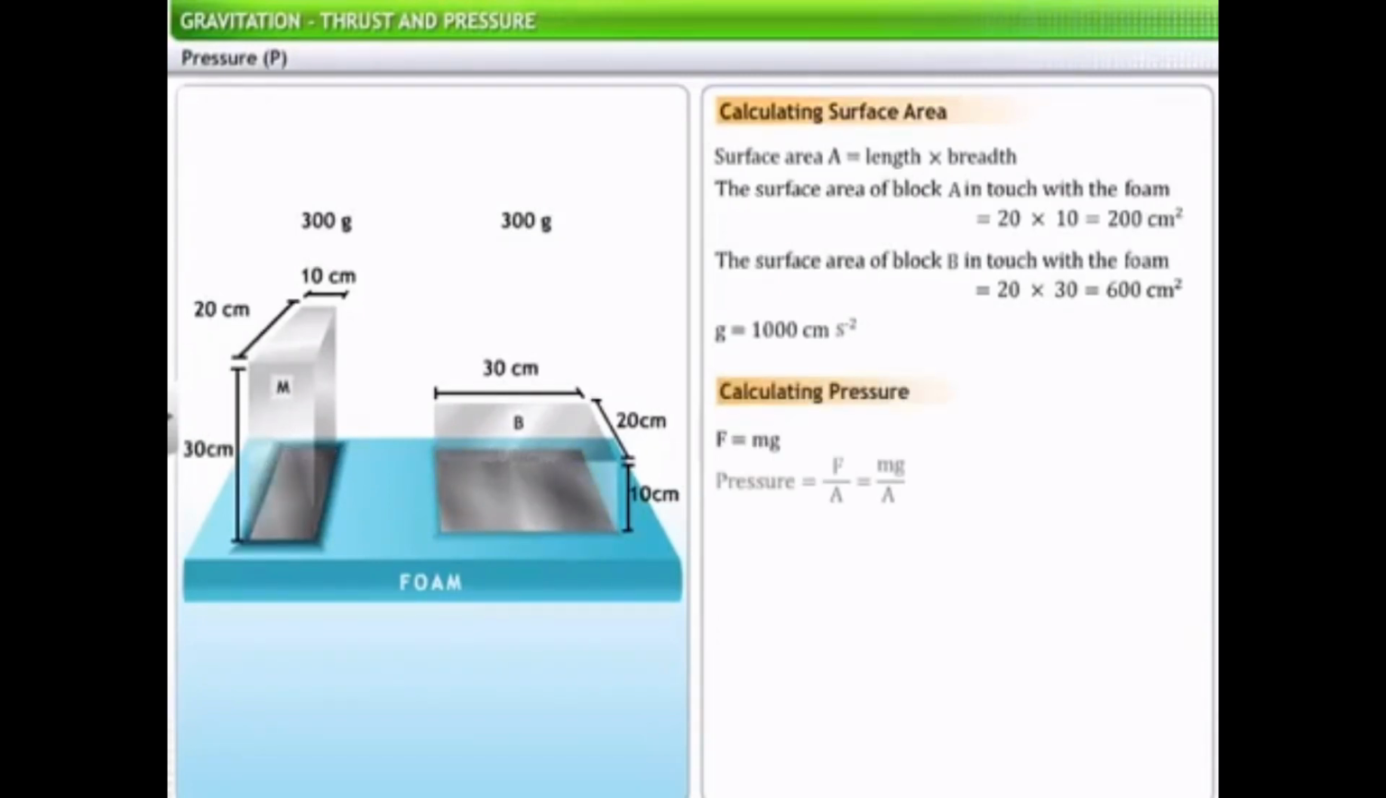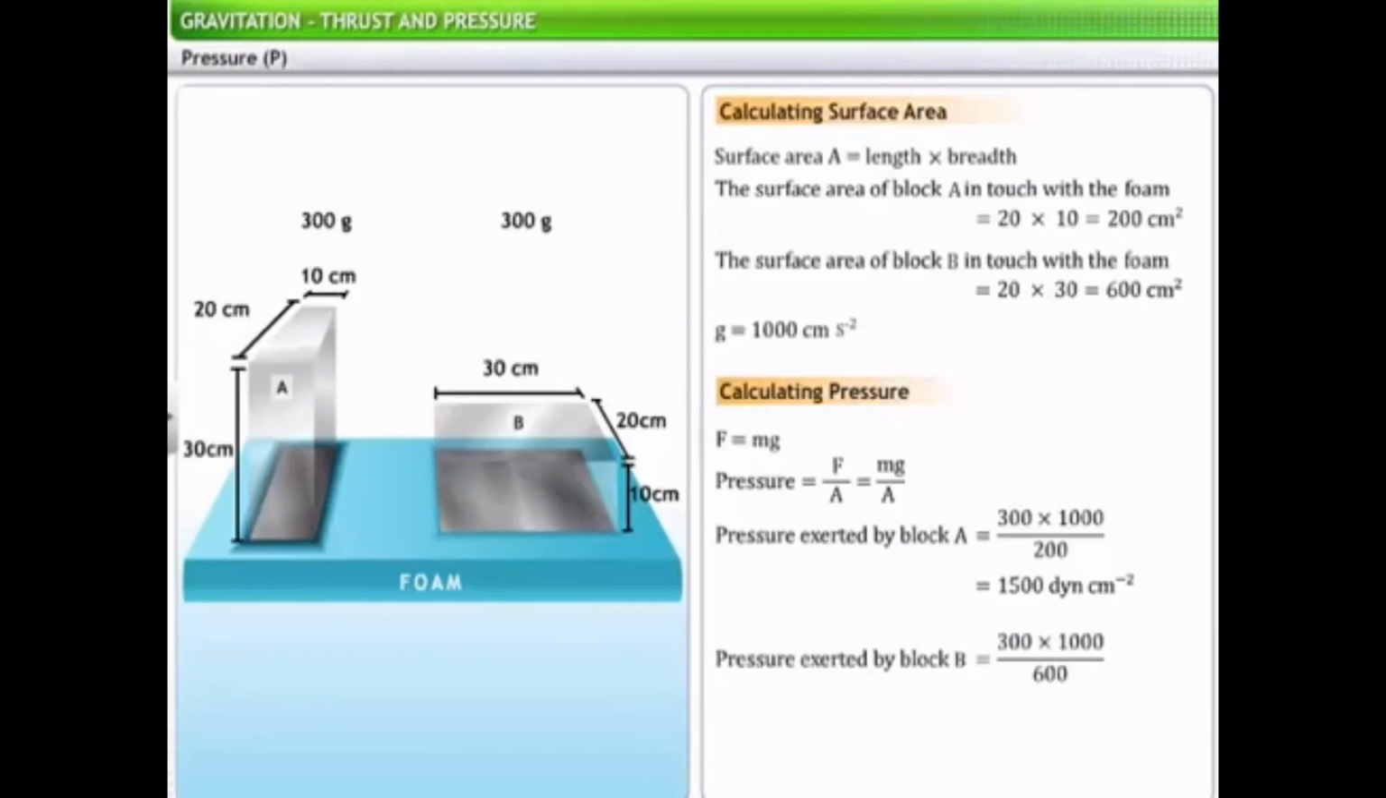Using the formula for pressure, we can now calculate the pressure of blocks A and B on the foam. The pressure of block A on the foam is 1,500 dyne per centimeter square. The pressure of block B on the foam is 500 dyne per centimeter square.